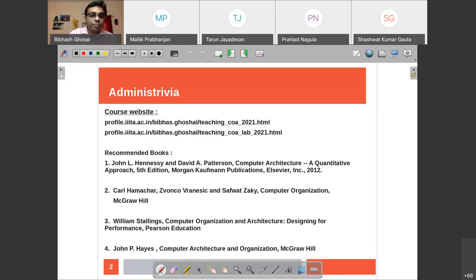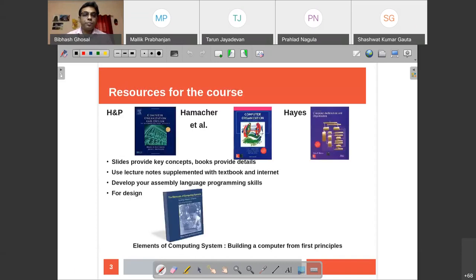The first one is the book by Hennessy and Patterson, Computer Architecture: A Quantitative Approach. Then we have Hamacher's book, Computer Organization. The third one is Computer Organization and Architecture by William Stallings. And the fourth one is Architecture and Organization by J.P. Hayes. So these are the books that we'll be treating as textbooks and references.